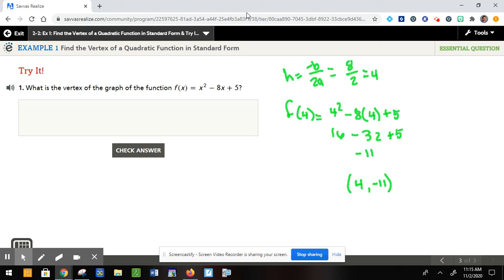In order to get the y-coordinate, I evaluate the function for 4. You end up with negative 11. So the vertex is at (4, negative 11). Let's take a look at example 2.